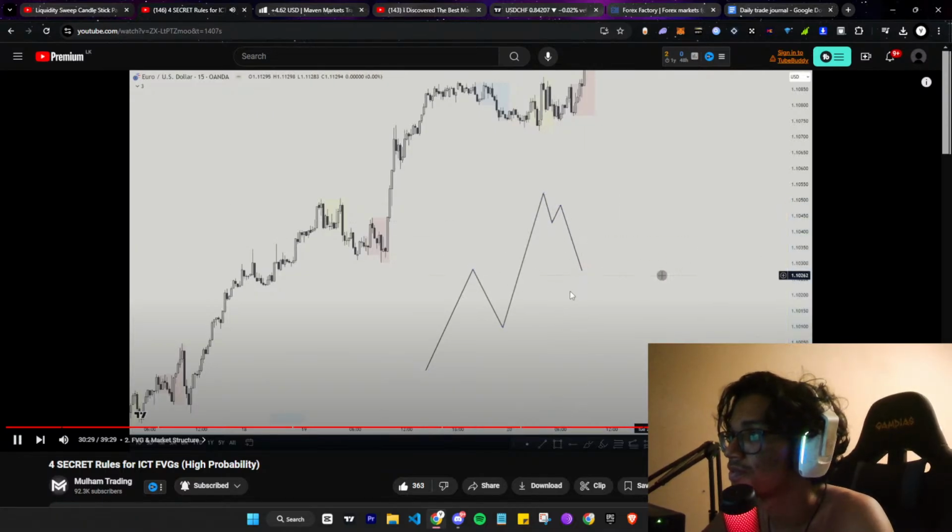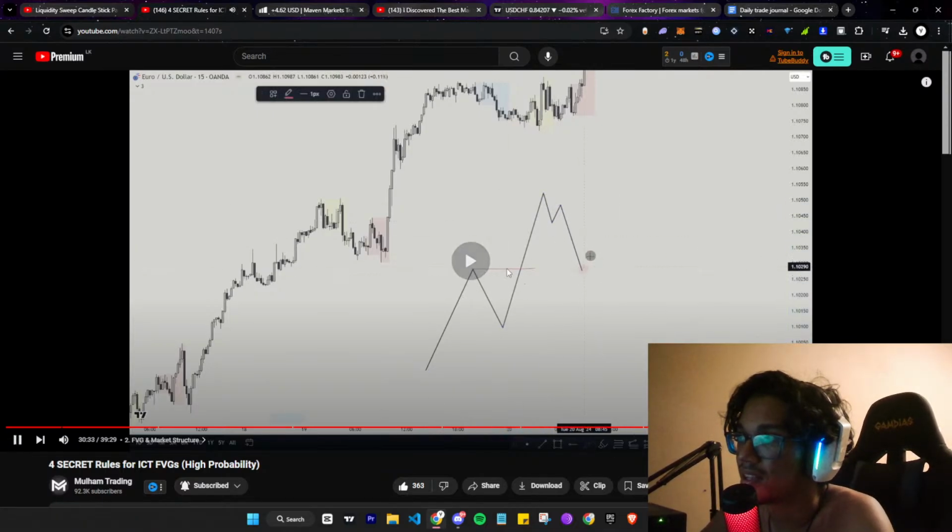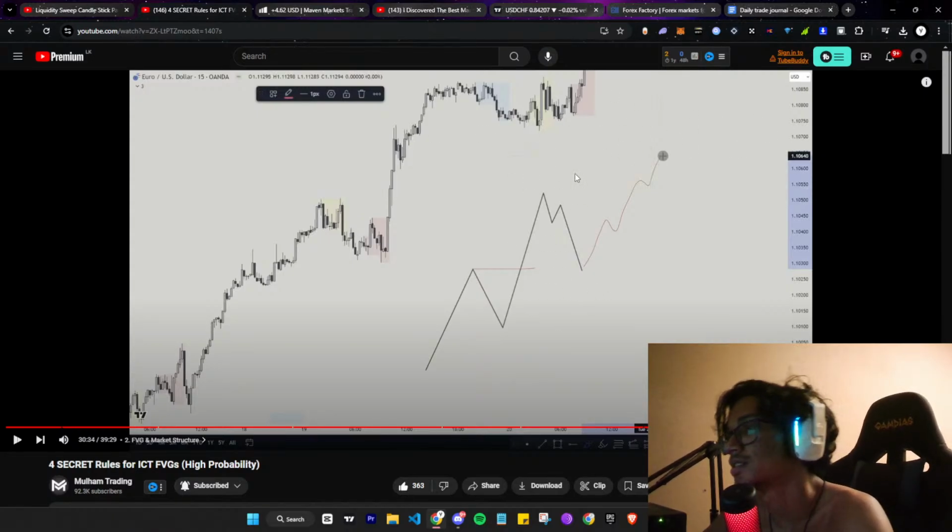Rather than creating a new fair value gap and entering short. Why? Because the recent breaker structure is here, that is bullish, and I want to continue. Yep, there we go. Breaker structure, fair value gap, boom, goes higher. Bullish structure once again.